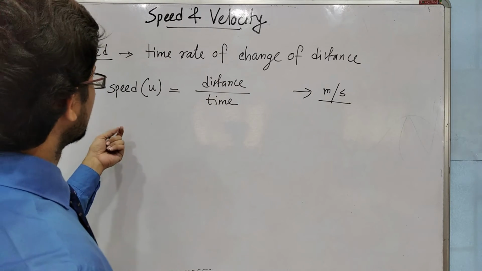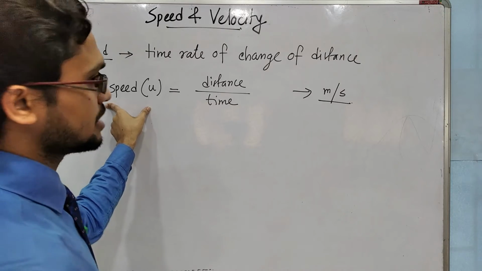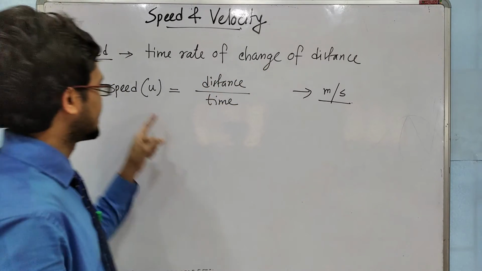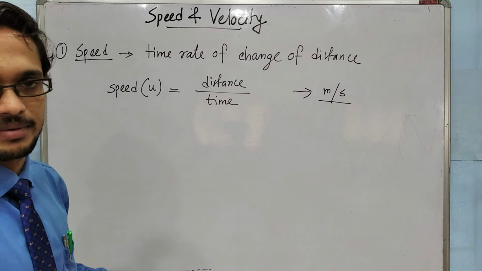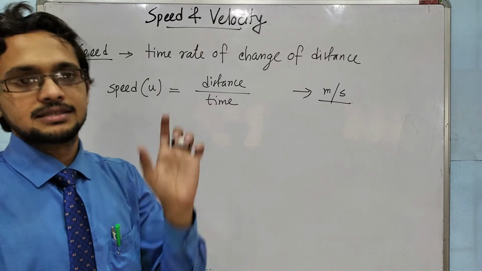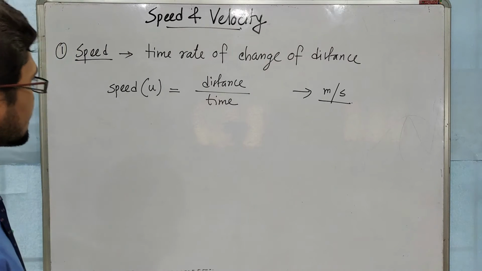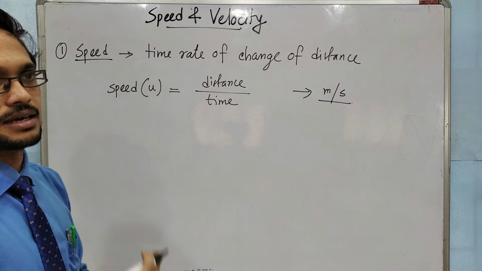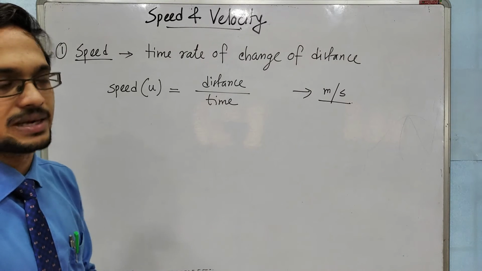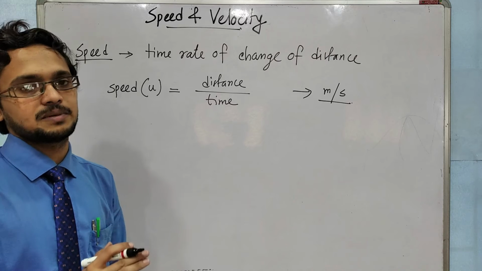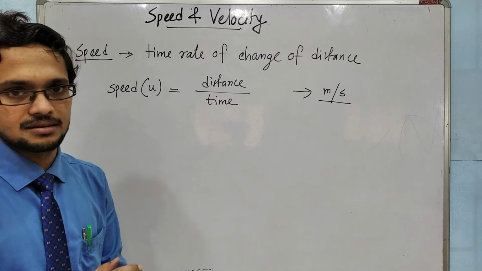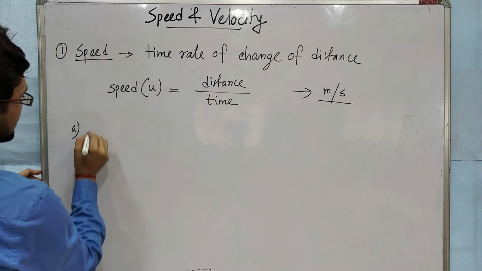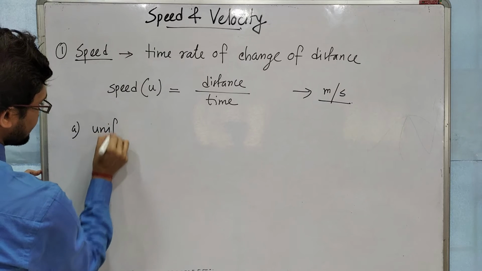So speed is basically a scalar quantity. For that reason there is no direction, there is no arrow sign above its head. Now we will see different kinds of speed. One is uniform speed, another one non-uniform or variable speed, third one instantaneous speed, fourth one average speed. So one by one. First one, uniform speed.